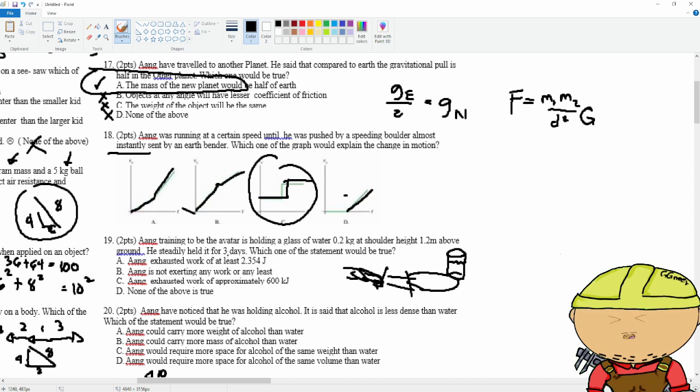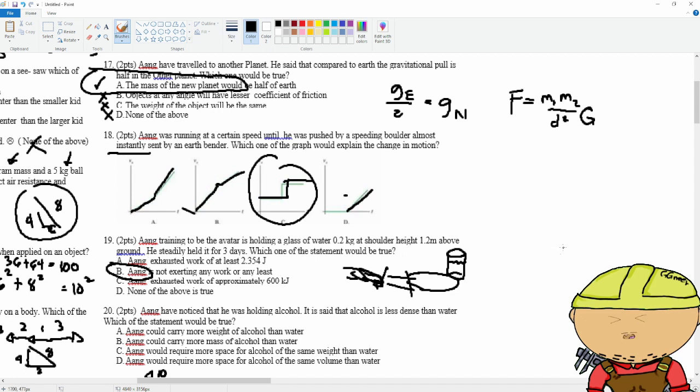Which one of the statements would be true? Ang exerted work of at least 2.354 joules. Ang is not exerting any work. Ang exerted work of 600 kilojoules. None of the above is true. So the answer would be letter B.